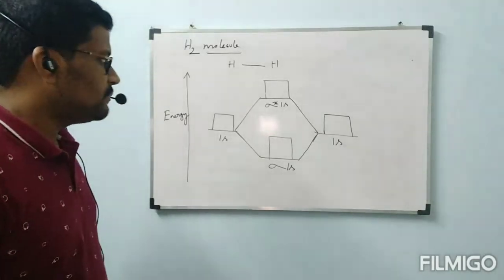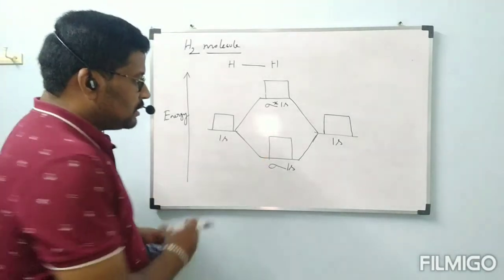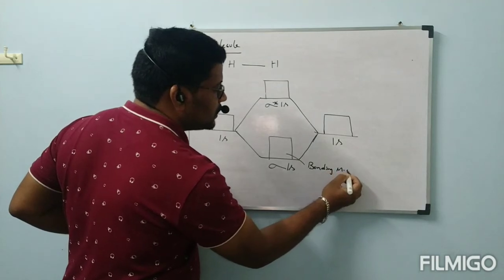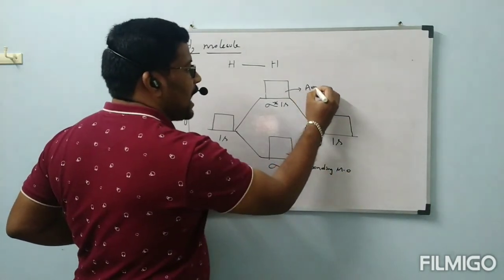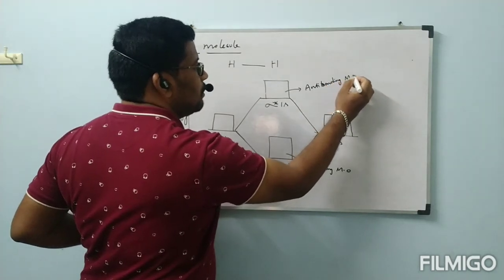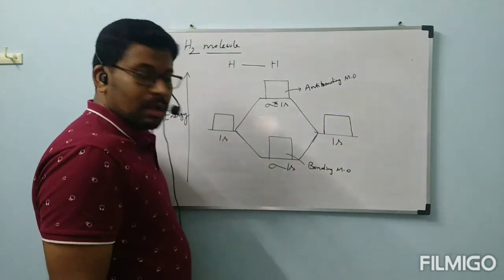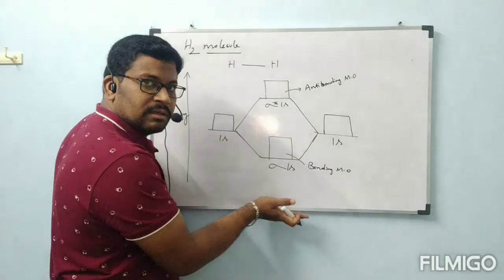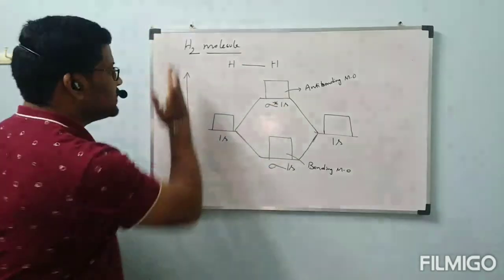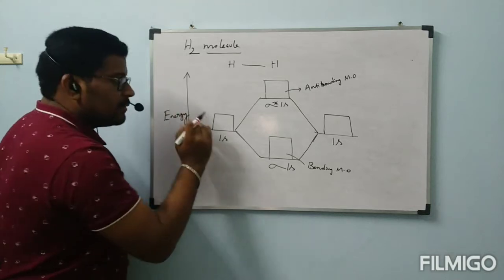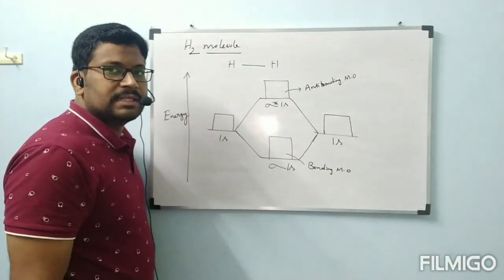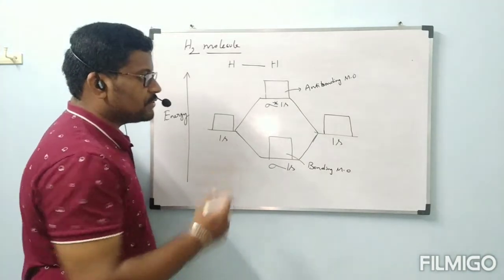Now I will give some more information. I hope you understood. This is bonding molecular orbital. This is anti-bonding molecular orbital. Bonding molecular orbital has lower energy. Anti-bonding molecular orbital has higher energy. This is the representation of energy. In between those two, the atomic orbitals' energy will be there. That's why we have shown it like this.